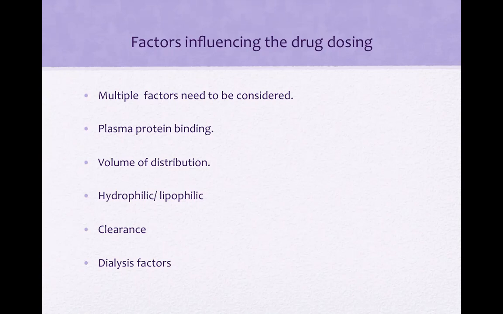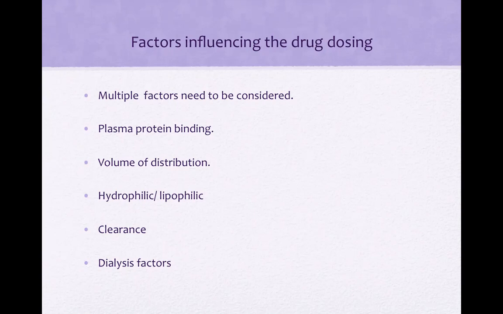Volume of distribution, as I said, is nothing but the amount of drug in the body divided by its plasma concentration. If you imagine your body as a single compartment, the volume of distribution will be equal to the dose you administered to the drug concentration at time 0.